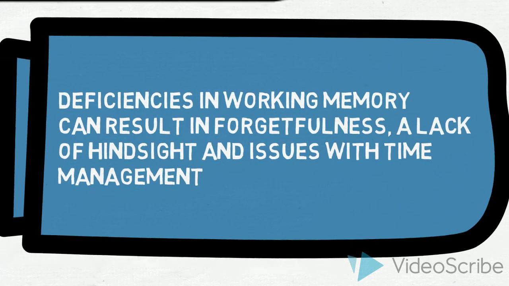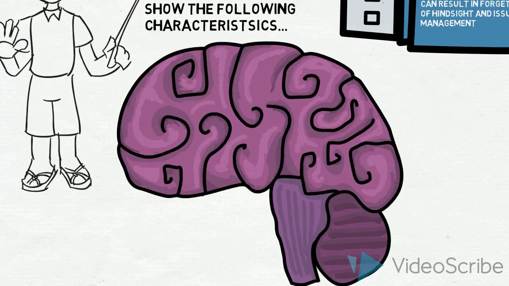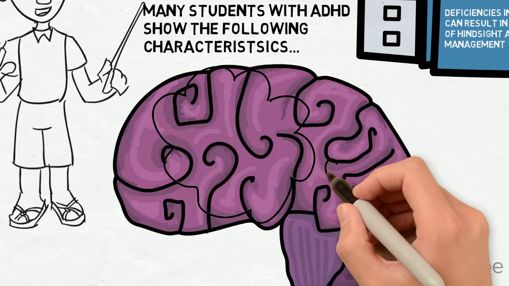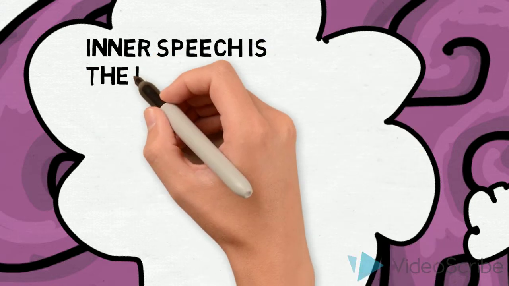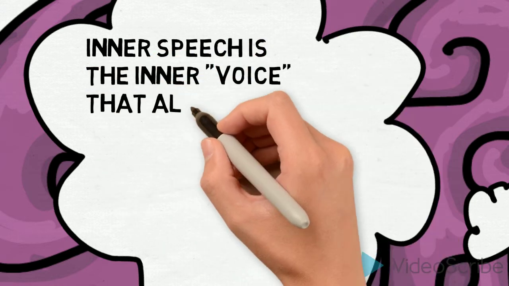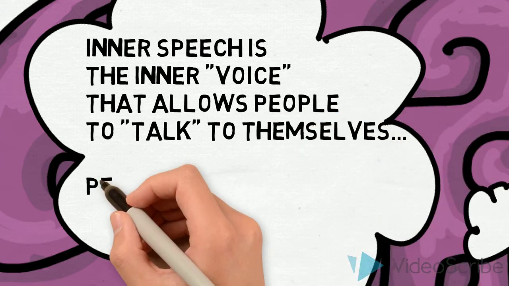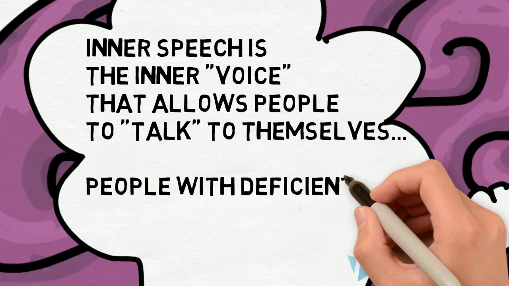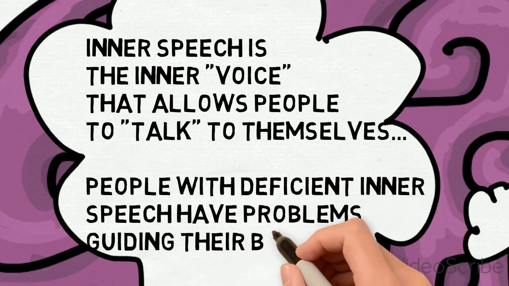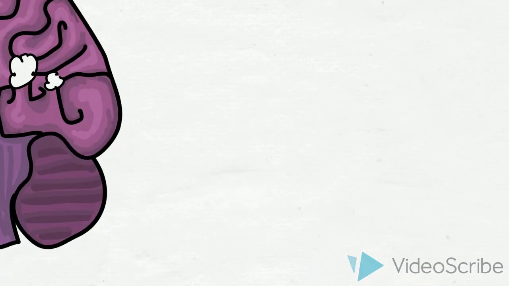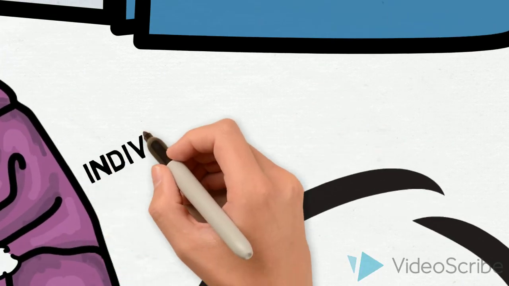Our next executive function that can have an effect on students with ADHD is inner speech. Inner speech is the inner voice that allows people to talk to themselves. People with ADHD can have a deficiency in inner speech, giving them problems with guiding their behaviors. Our third executive function is emotions. Individuals with ADHD also have problems controlling their emotions.